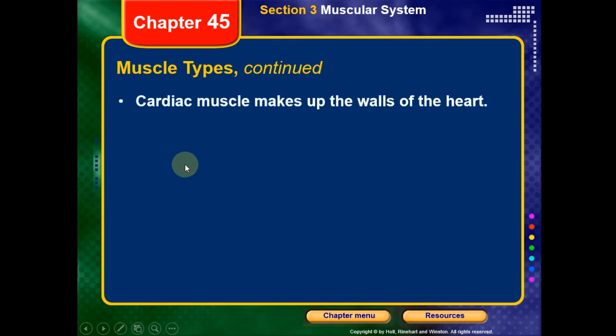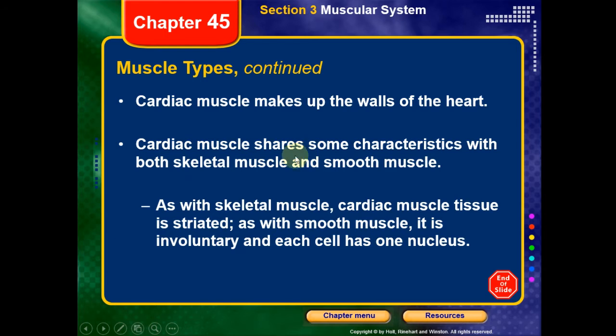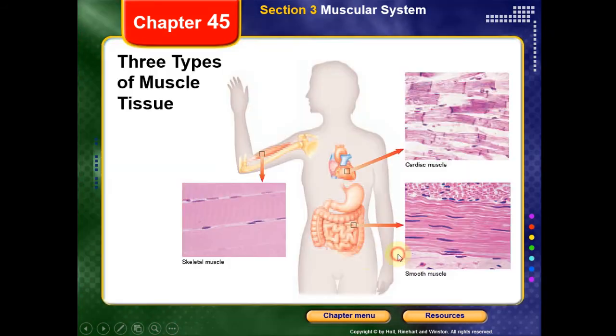The last type is the cardiac muscle, which makes up the walls of the heart, and it's only found there, by the way. The cardiac muscle shares some characteristics with both skeletal muscle and smooth muscle. As with the skeletal muscle, cardiac muscle tissue is striated. As with the smooth muscle, it's involuntary, and each cell has one nucleus. Look at this picture. We have three types of muscle tissue: the skeletal muscle in your biceps, the cardiac muscle in the heart, and the smooth muscle in the intestine.